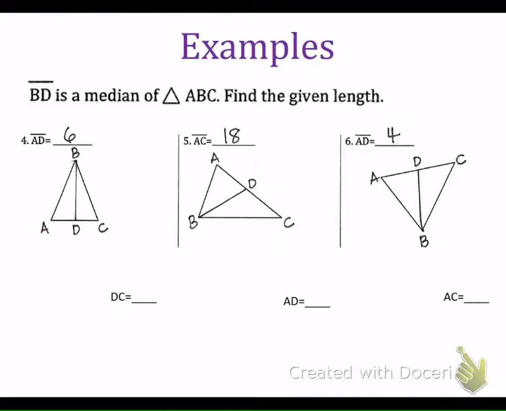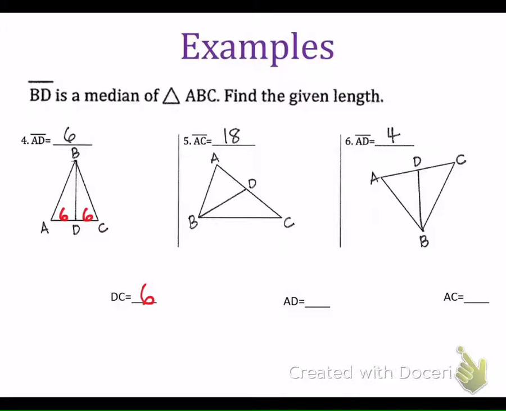So in this next section, the median, or one of the medians, is already given to us. They're also giving us the length of a segment. Here they're saying that segment AD is 6 units long. We're looking for segment DC. Anyone have any thoughts? Remember, D would have to be the midpoint. So this is 6, this is 6. Answer 6.